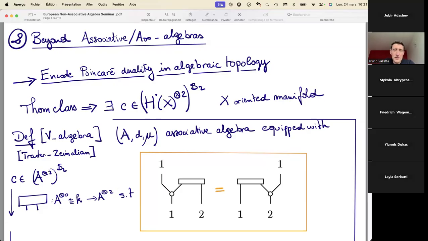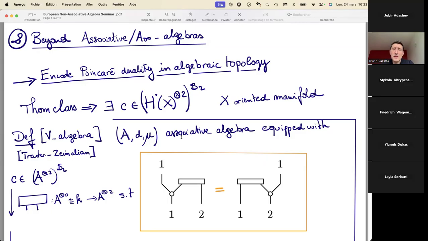Okay, so this C, which is a commutative bitensor, I like to view it like that. So imagine you have 2 copies of A here, that's it, and it's commutative. And then you can look, what's the compatibility with the cup product? It turns out, and it was formalized by Tradler and Zeinalian 20 years ago, something like 15, they call that a V algebra.